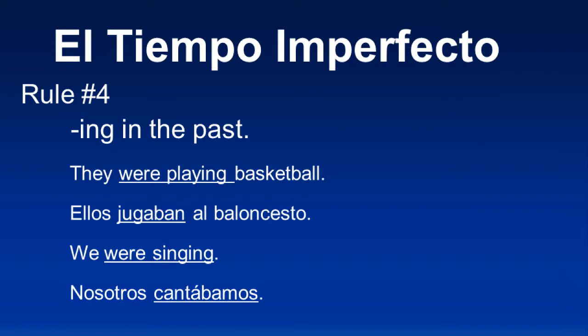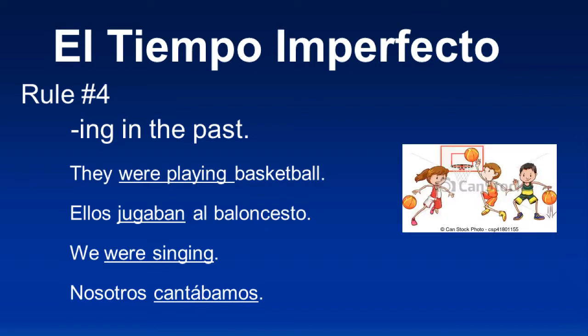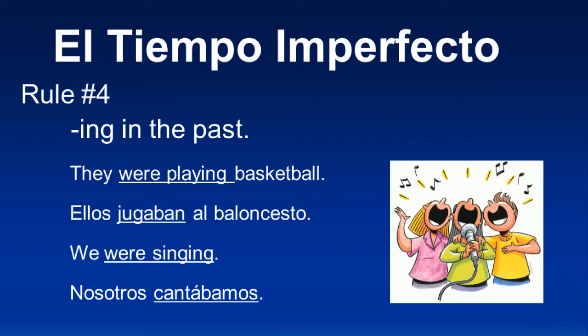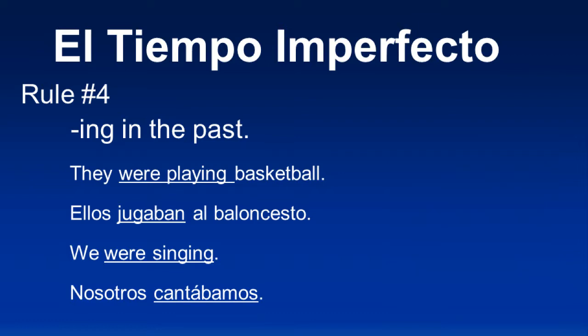Rule number 4, ing in the past. These are conjugations where we're using a helping verb, like they were playing basketball. It was an action that was continuing in the past. They were playing. Ellos estaban jugando al baloncesto, or you could even say jugaban al baloncesto. We were singing. Nosotros estábamos cantando, o nosotros cantábamos.